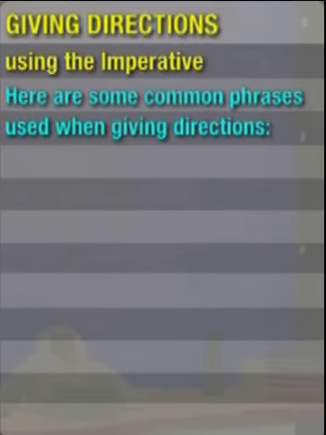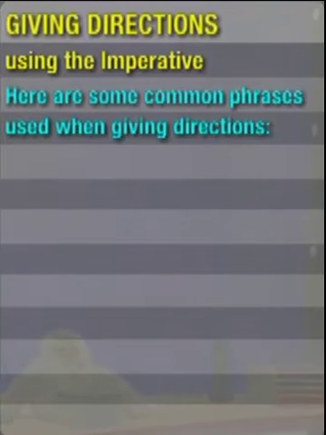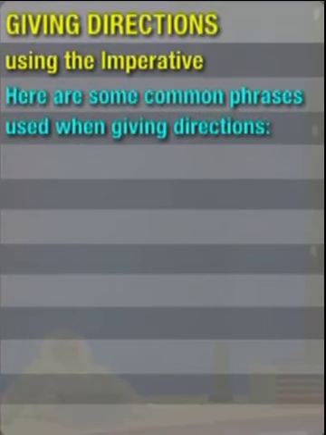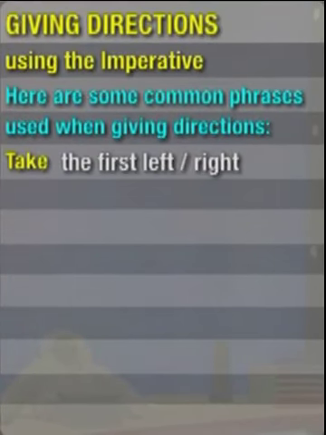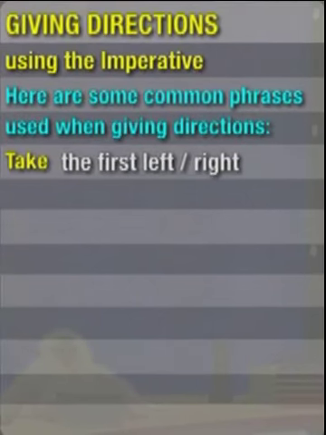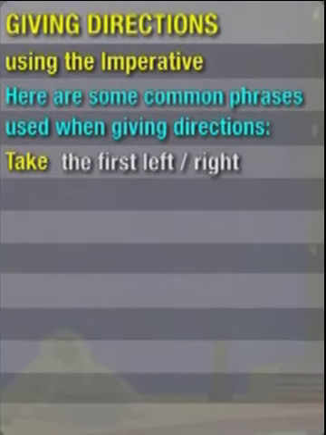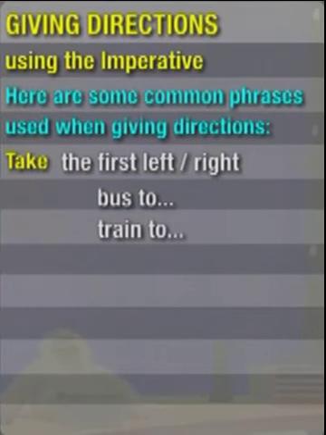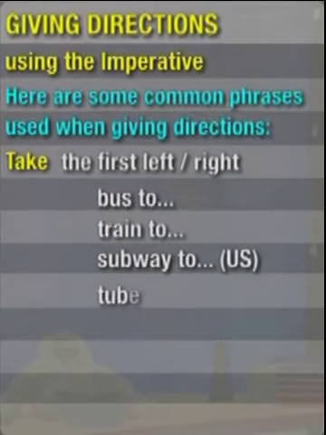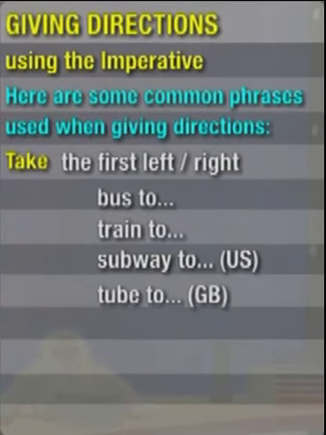We usually use the imperative form. What is the imperative? The imperative is just the infinitive form of the verb. So you can say, take the first left or the first right. Take, okay, that is just an infinitive. Take the first right or the first left. You could say, take a bus to, take a train to, take the subway. Now, in America, they say subway, and in Britain, we say tube. Take the tube to. Okay?